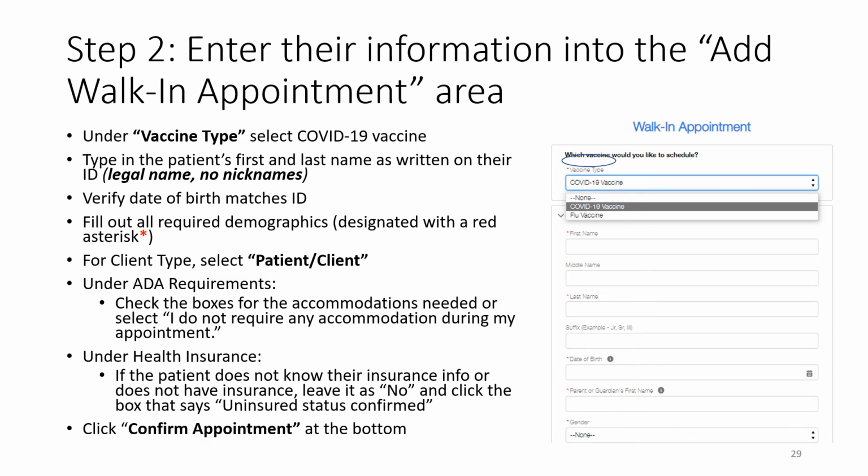The form asks patients to fill out their health insurance information. Some patients don't know their insurance policy number or they don't have health insurance. If that is the case, check the No Insurance box to bypass these questions. Once you have filled out all sections, click on the Confirm Appointment button at the bottom of the page.